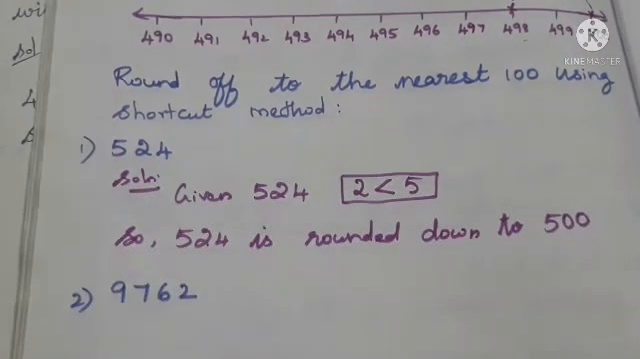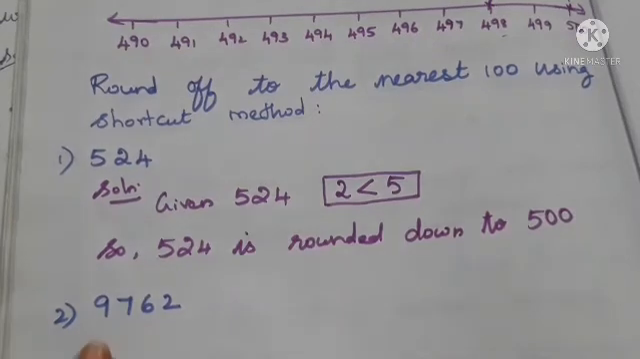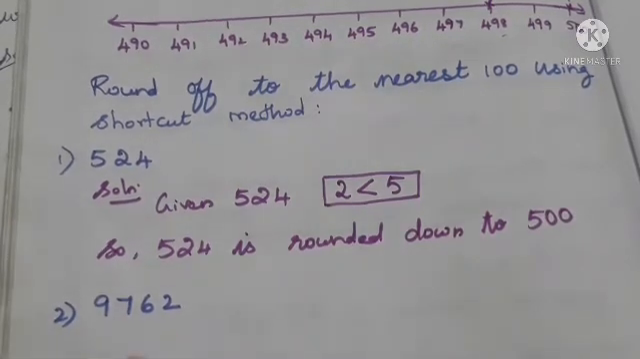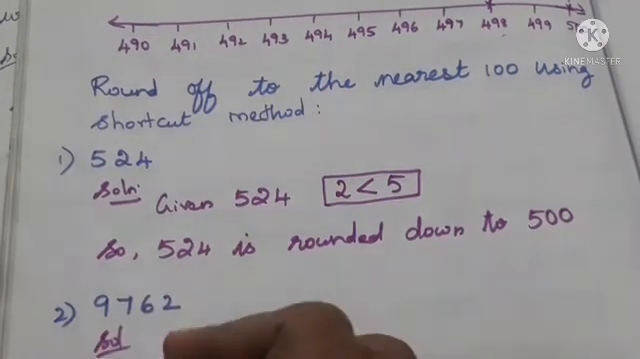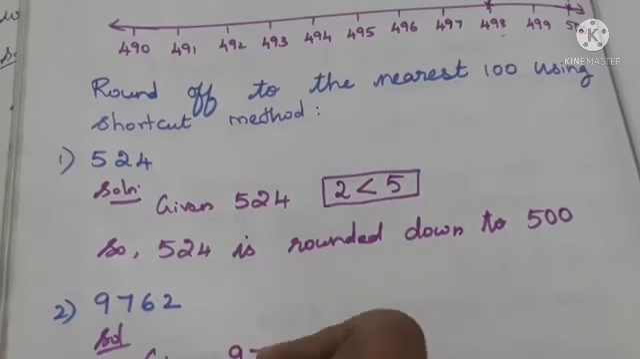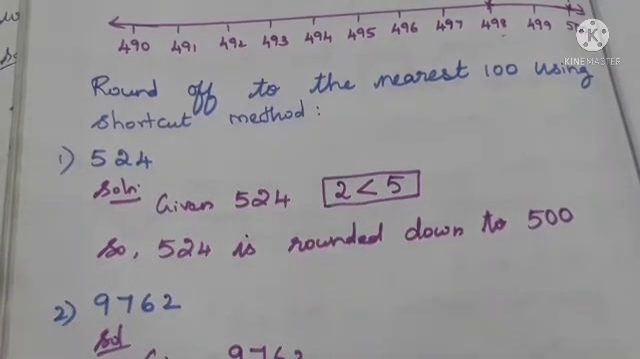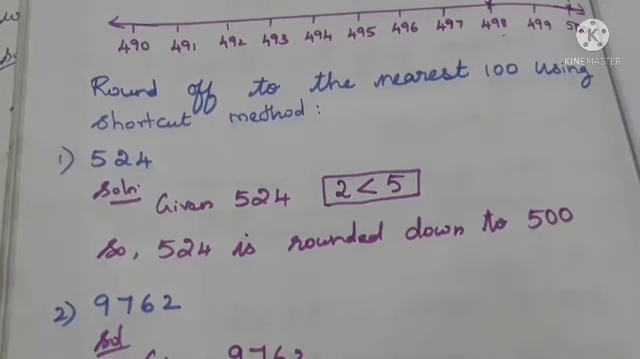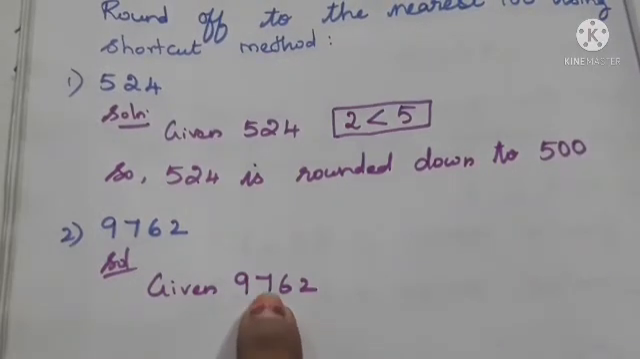Here we have 9762. Okay, using the condition we can write it. The given number is 9762. Here 2 is ones, 6 is tens, 7 is hundreds and 9 is thousands. Here they asked to round to the nearest 100, so we have 700.